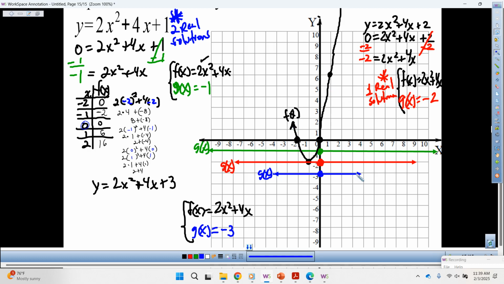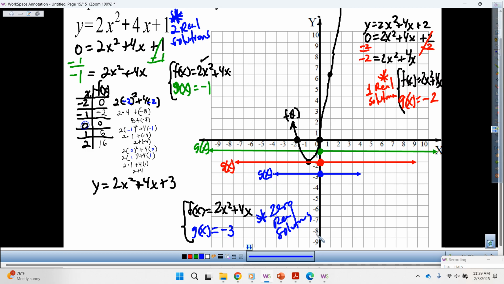Look at the black graph and look at the blue graph and tell your neighbor how many real solutions for that system. Talk to your neighbor. How many real solutions? Gabriel, how many real solutions for that system? 0 real solutions. Hands if you agree with that. Tell your neighbor why, please. Why 0 solutions for that one?